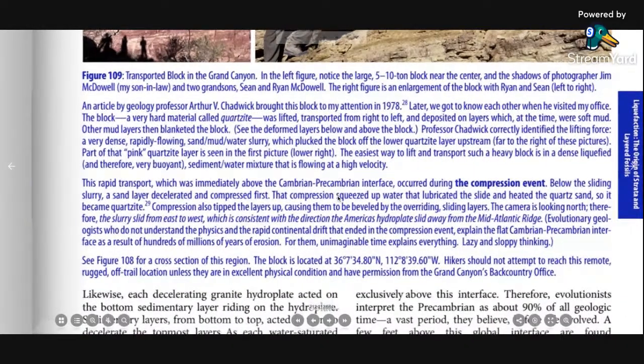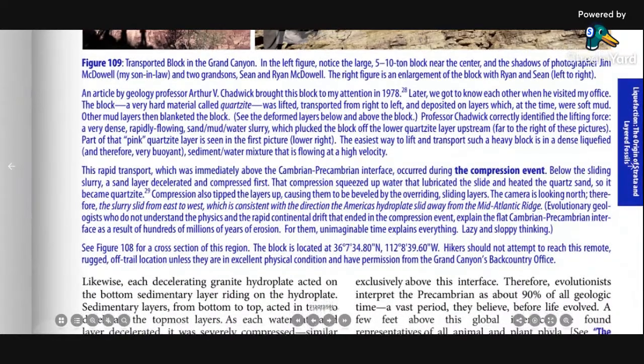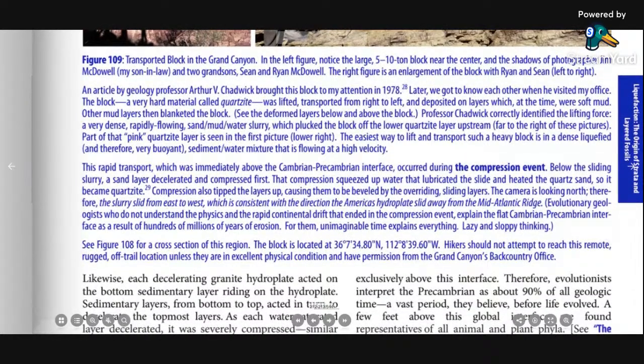Evolutionary geologists who do not understand the physics and rapid continental drift that ended in the compression event explain the flat Cambrian-Precambrian interface as the result of hundreds of millions of years of erosion. For them, unimaginable time explains everything. Lazy and sloppy thinking. See Figure 108 for a cross section of this region. The block is located there. Hikers should not attempt to reach this remote, rugged, off-trail location unless they are in excellent physical condition and have permission from the Grand Canyon's Backcountry Office.